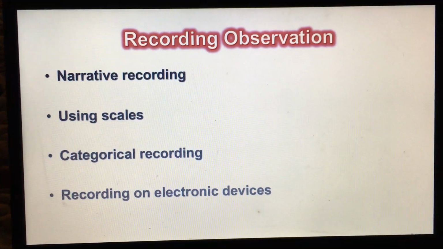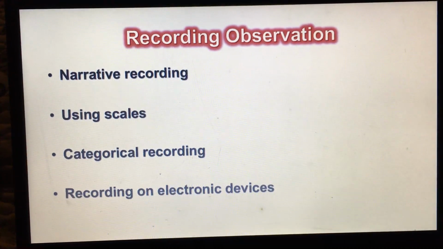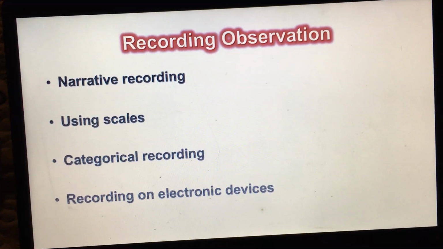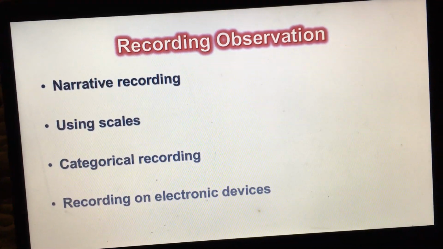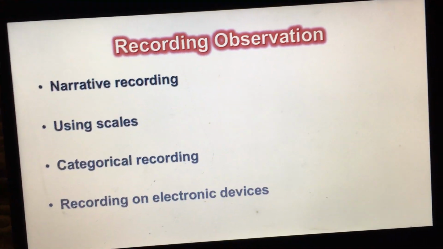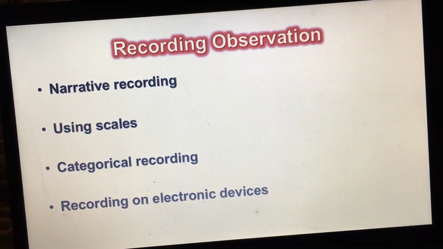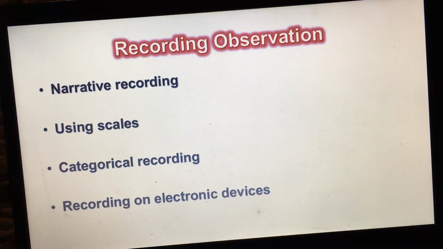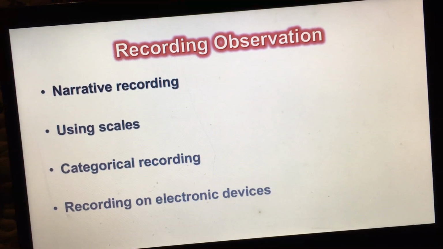There are many ways of recording observation. The selection of a method of recording depends upon the purpose of the observation. The way an observation is recorded also determines whether it is a quantitative or qualitative study.